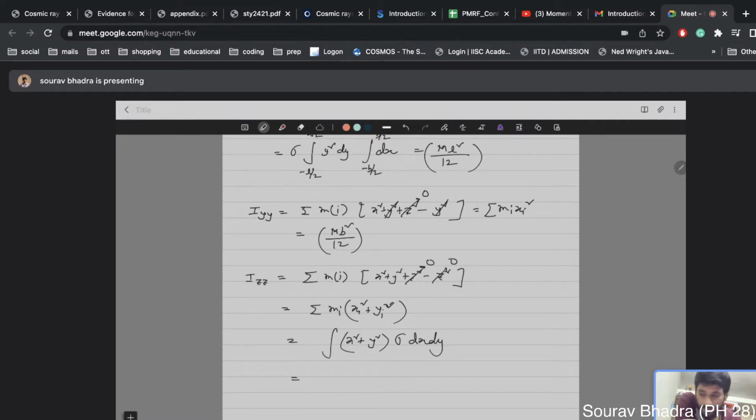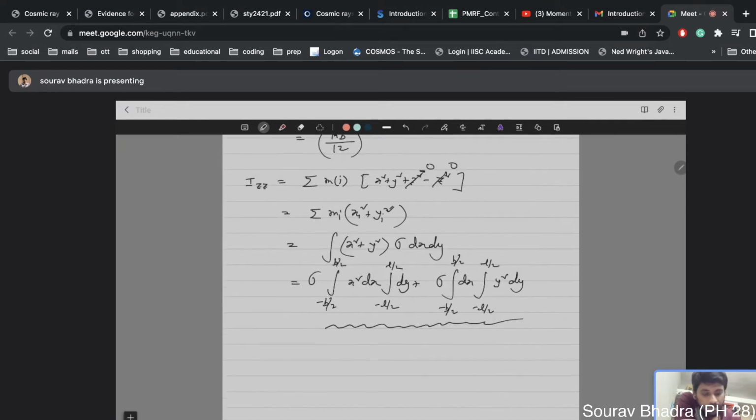Now, if you write it in open form, sigma is out of the integration, so x square dx and dy will be there. Similarly the second term dx and y square dy will be there, and your limits are the same as before, minus L by 2 to L by 2 and minus b by 2 to b by 2. So if you do this integration, it is very trivial. You will get m by 12 times L square plus b square.